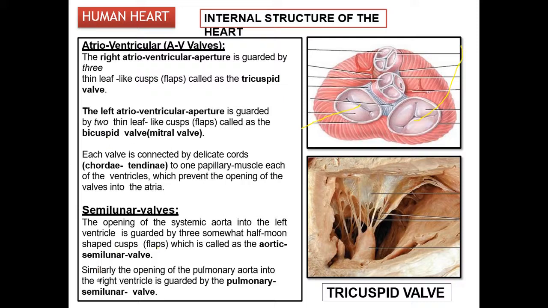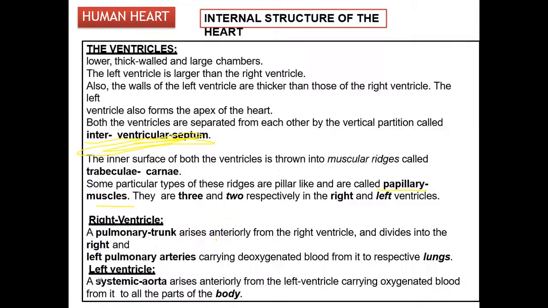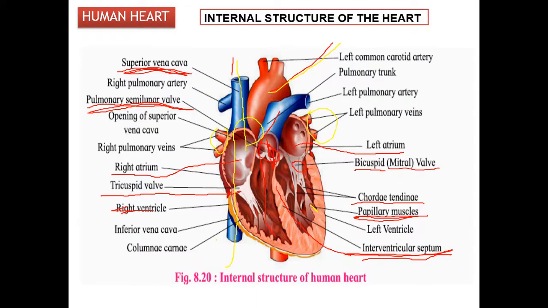Semilunar valves: the opening of the systemic aorta from the left ventricle. Here you can underline this, systemic aorta. The opening of the systemic aorta is guarded by semilunar valves. These valves prevent the backflow of blood. So this is the internal structure of the human heart. It contains different types of valves: atrioventricular valves, left and right both, and semilunar valves, which are responsible for preventing the backflow in the systemic aorta. So these are the internal structures of the human heart.